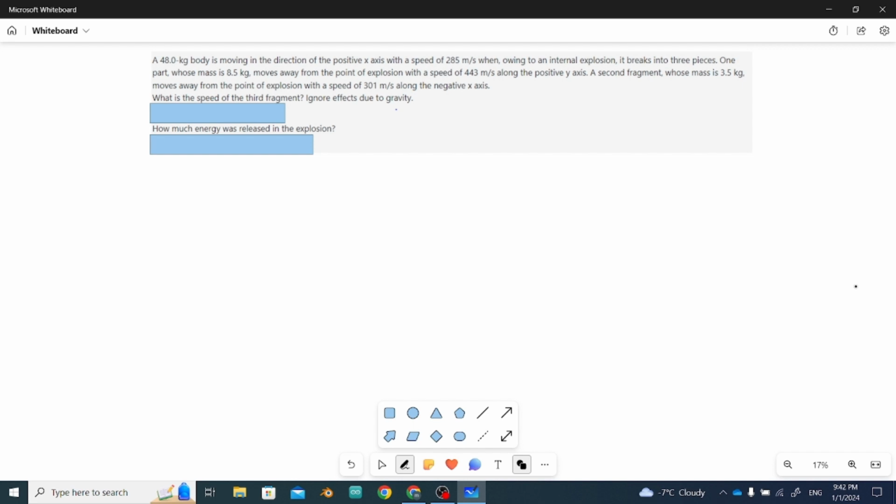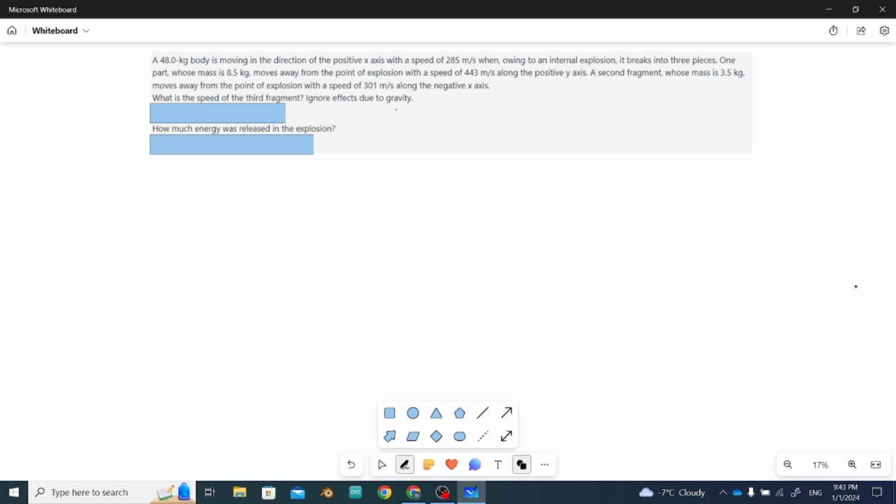One part, whose mass is 8.5 kilos, moves away from the point of the explosion with a speed of 443 meters per second along the positive y-axis. A second fragment, whose mass is 3.5 kilos, moves away from the point of the explosion with a speed of 301 meters per second along the negative x-axis. What is the speed of the third fragment? Ignore effects due to gravity. And how much energy was released in the explosion?